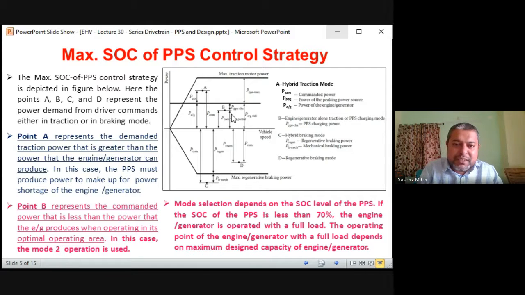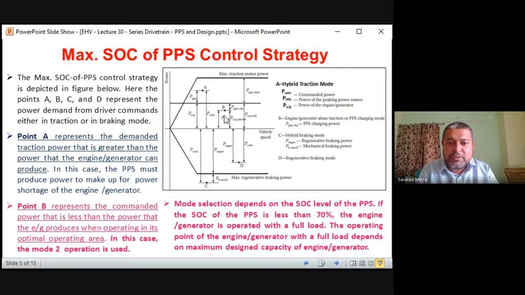So what will happen is PEG will supply all the power to the main drivetrain. And whatever engine generator power is extra, which it is producing, that will be used for charging the PPS. So same thing, first case, your salary is 1 lakh, but your expenditure has suddenly become 1,20,000. So this 20,000 extra you are taking from your bumper fund. So bumper fund is nothing but the battery, PPS.